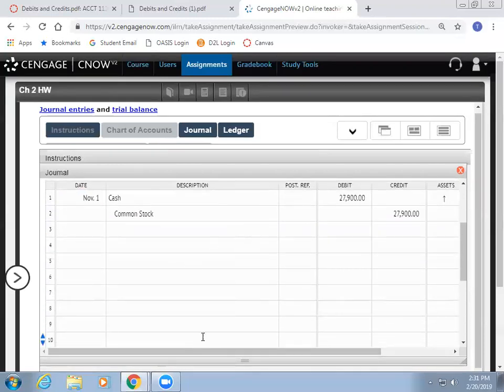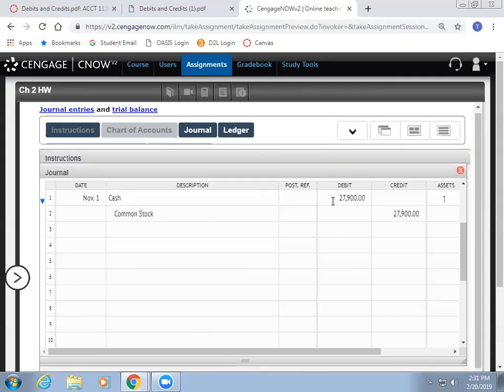So again, in the journal, it's always that same format. You always list your debit first, and then your credit, and it's always indented a little bit, which Cengage does for you automatically. You don't have to type it in. Okay, so that's journalizing. I would do that for every transaction, and then I would take this and post it to the ledger.